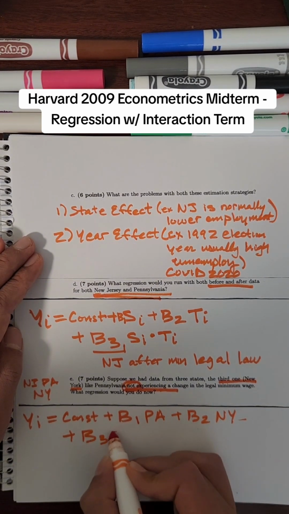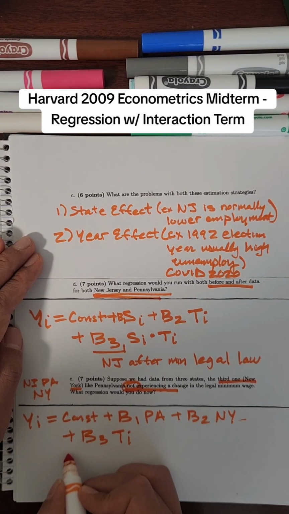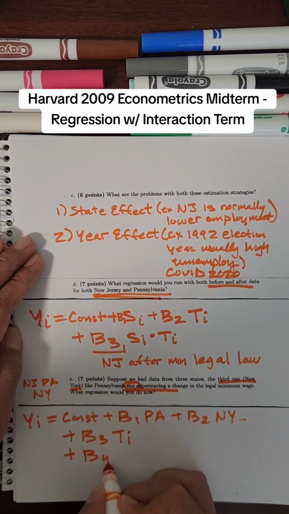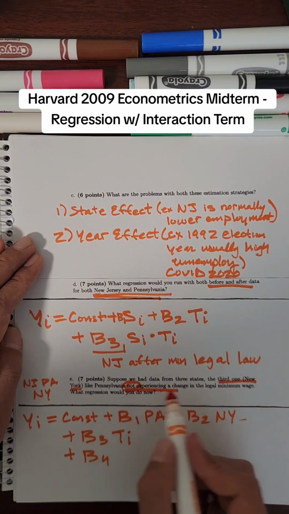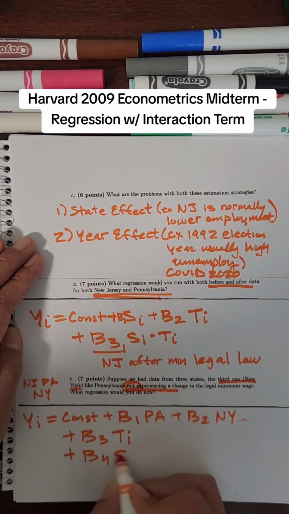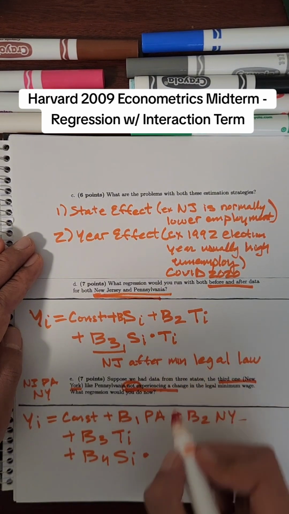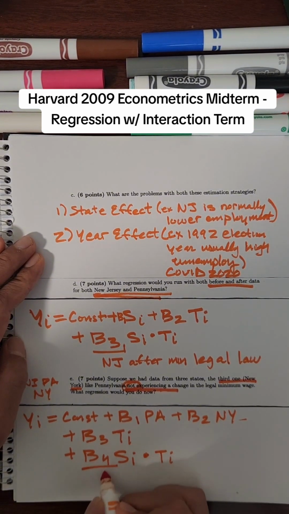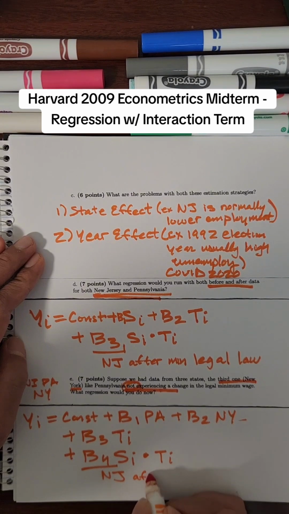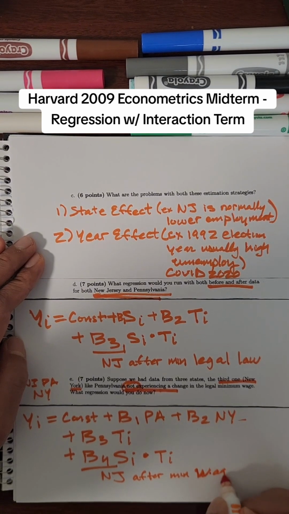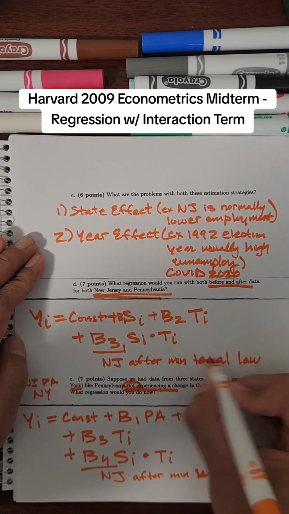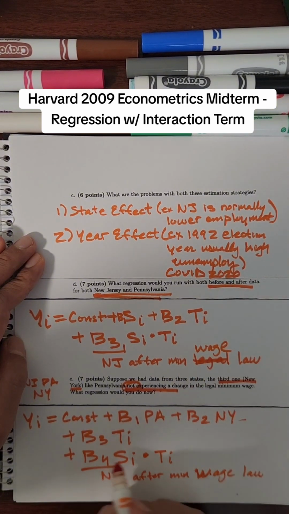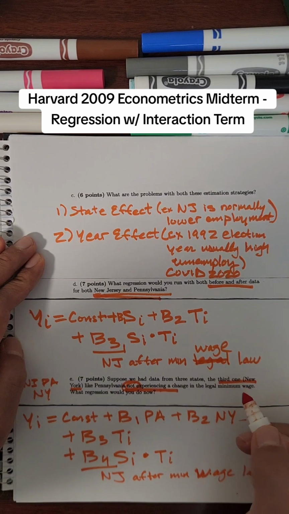So beta 3 times T_i. And the key part you're interested in is still the interaction between New Jersey, which is the S_i, and the after period, which is the T_i. Beta 4, again, is going to be the impact on New Jersey after the minimum wage law. So the key part of this is you want to control for state-level effects.